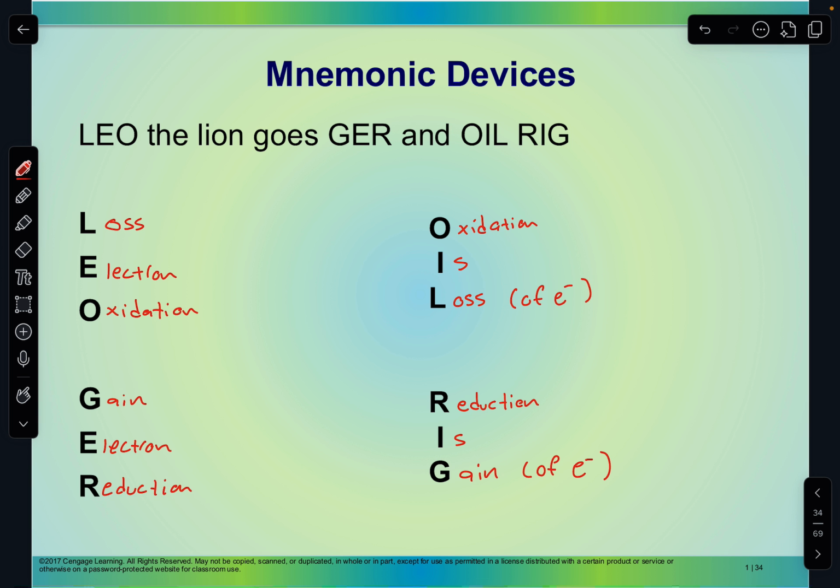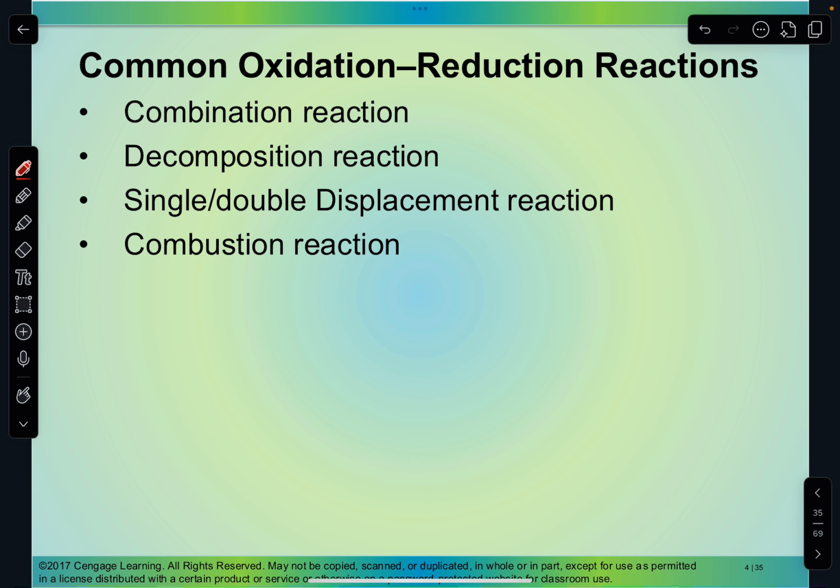And feel free to use either of these. Loss of an electron is oxidation, gain of an electron is reduction, or OIL RIG. LEO the lion goes GER. That's how I remember that one. And so, yeah.